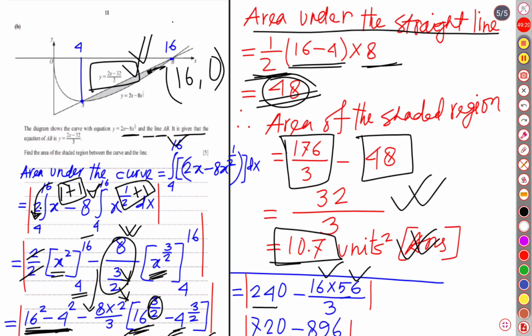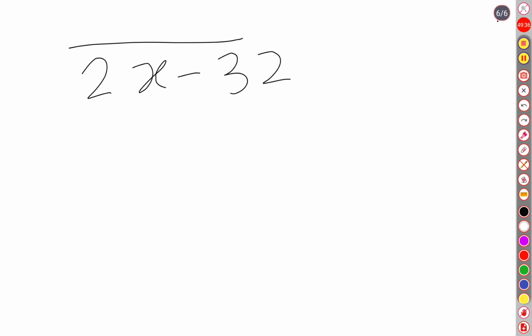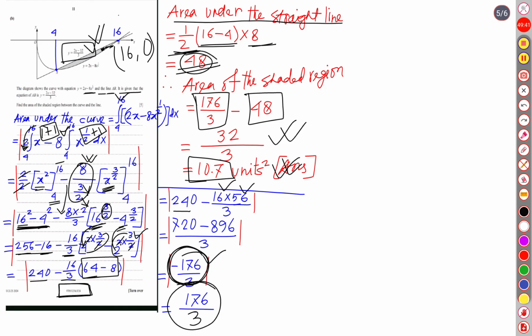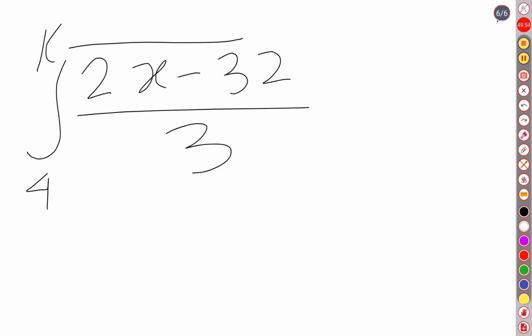It's y equal to... I will have to move on to the next page. It's 2x minus 32. Okay, so 2x minus 32 over 3, yes, over 3. So 2x over 3, we are integrating this, and it is from 4 to 16. Let me erase this unnecessary line.